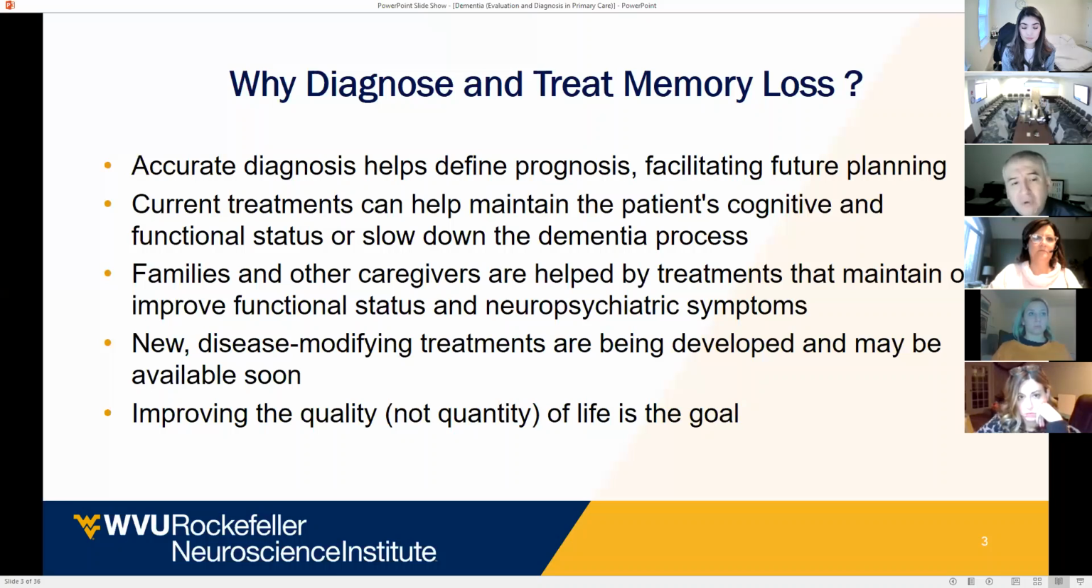We are going to talk briefly about disease-modifying treatments. That's a new trend in the management of dementia. Many of these new treatments are in trial process, in terms of research, and we're going to review a couple of them. And the most important thing in terms of memory loss is that quality of life is our main goal. It's not quantity anymore, it's quality of life. Next one, please.